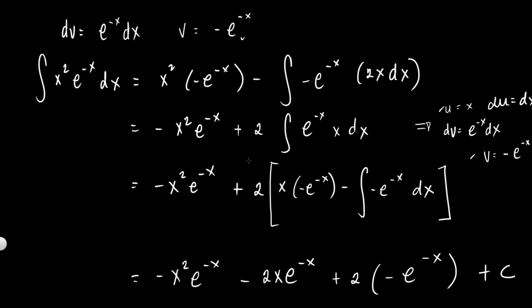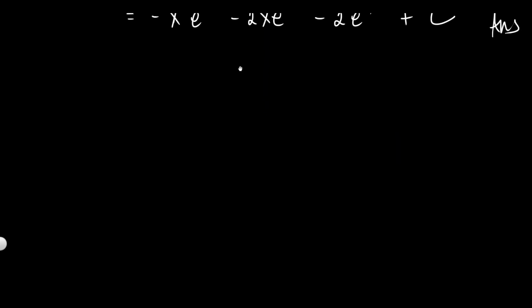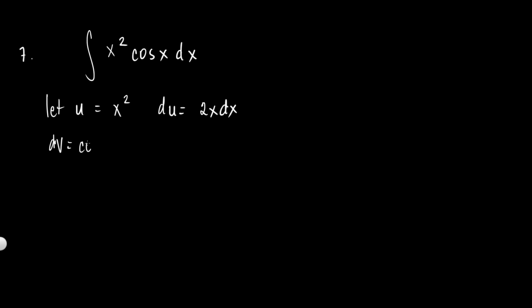So, what number are we on? Number 6. So, number 7 now. One more. Number 7. So, what is the integral of x squared cosine of x dx? Okay? So, if we let u equals x squared, du is equal to 2x dx. Now, dv is equal to cosine x dx.